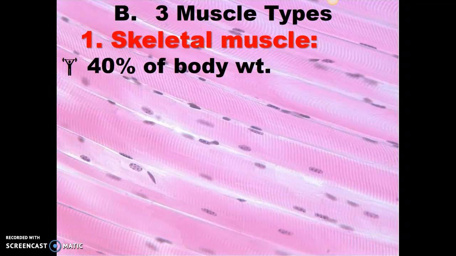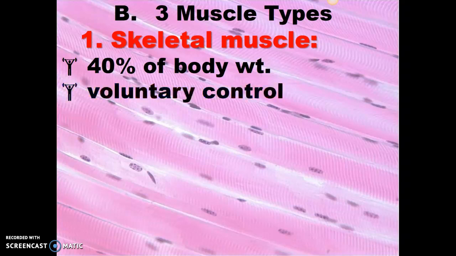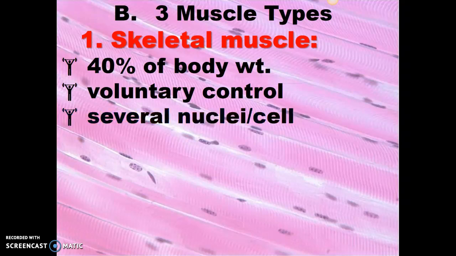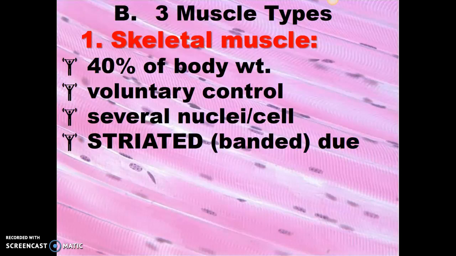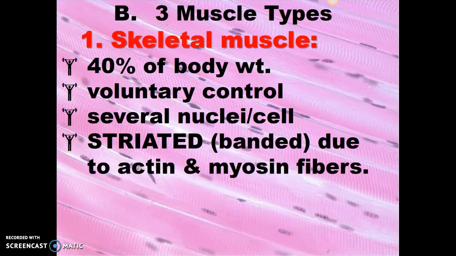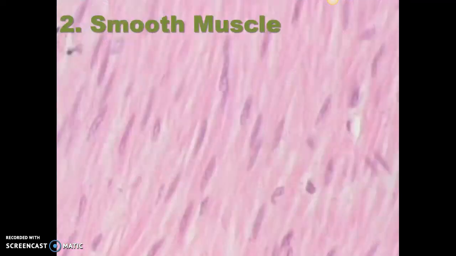Unless you're Arnold Schwarzenegger, then it's more. Or me, then it's probably a lot less. They're under voluntary control. You tell them to move, and they move. They don't usually go on their own unless it's a twitch. They have many nuclei per cell, and they are striated due to the actin and myosin fibers going across, as well as the little what we call Z band, that line going down the actin and myosin are attached to. So what you really see is the Z line.